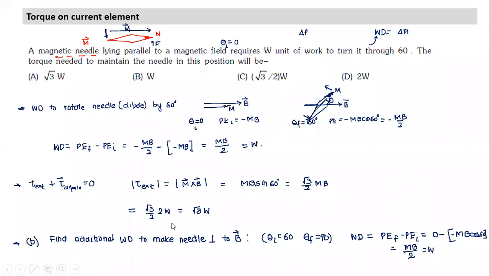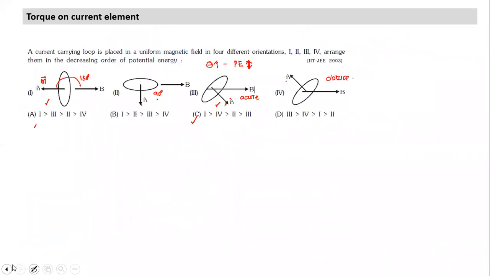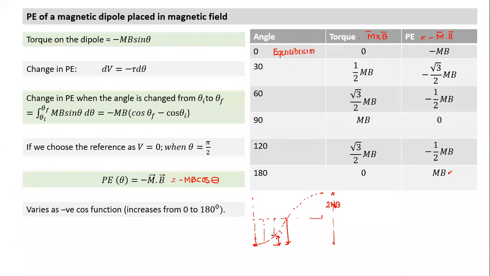So if I look at the previous slide also, what does it mean? Whatever work I have done to rotate from here, this started from 0, this is 60 degrees, and this is 90 degrees. This is the work done to rotate from 0 to 60 degrees. And from 60 to 90 also, the work done will again be W. The increase in potential energy from 0 to 60 is the same as the increase in potential energy from 60 to 90.